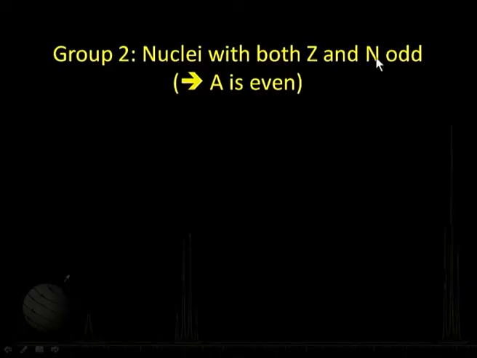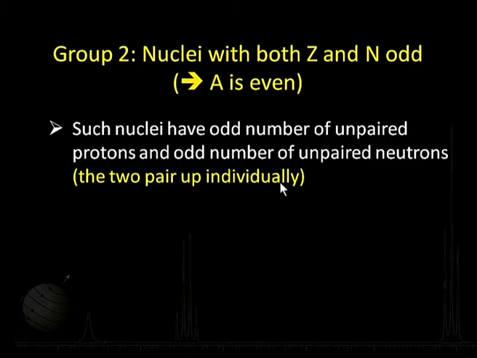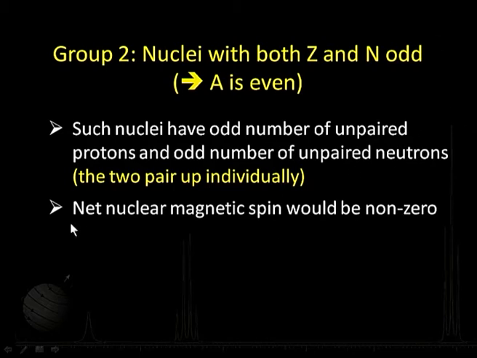Now let's go to group 2 here. Group 2 is where the nuclei have both Z and N odd. In this case A will become even. Now, in such nuclei we will have an odd number of unpaired protons and an odd number of unpaired neutrons, because if you have an odd number of protons, they will pair up, and some unpaired protons will be left out. Similarly, unpaired neutrons will be left out, and since they pair up individually, as a consequence there will be a net magnetic spin that is non-zero.